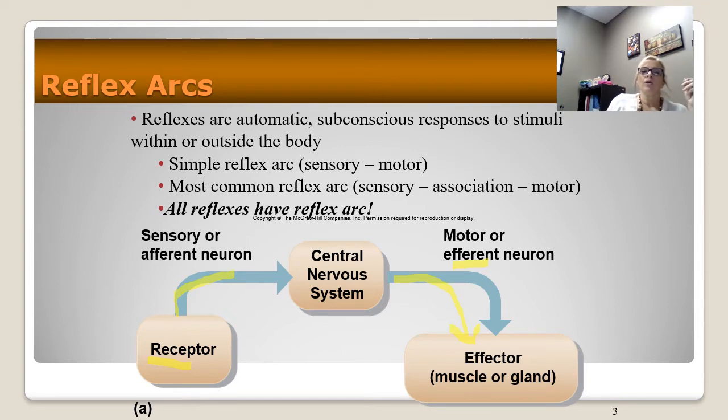Okay, so it's processed just at a basic central nervous system level. These fibers are going to carry them in and out. You definitely need to know the parts of this, and you need to know the order in which they go. If it's sensory, it's afferent. Motor is going to be efferent. And know what the effectors are. Effectors are always going to be muscles or glands.